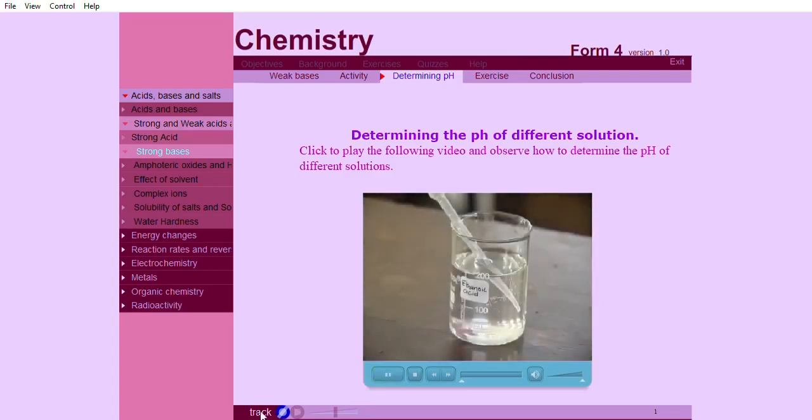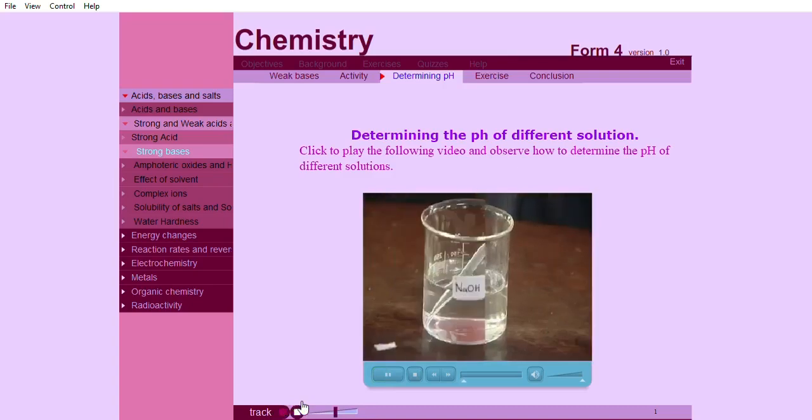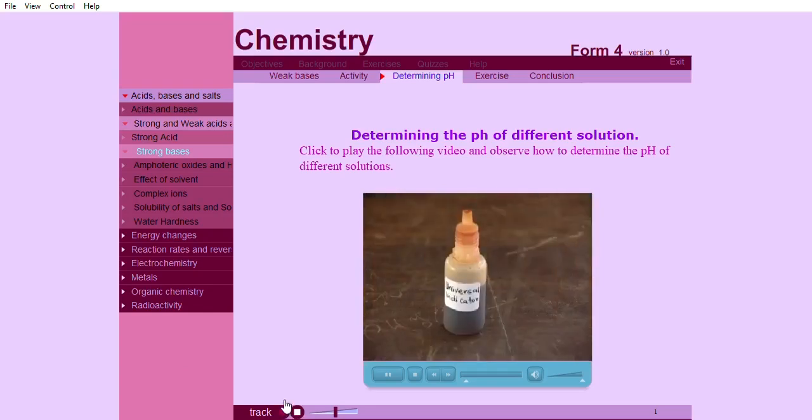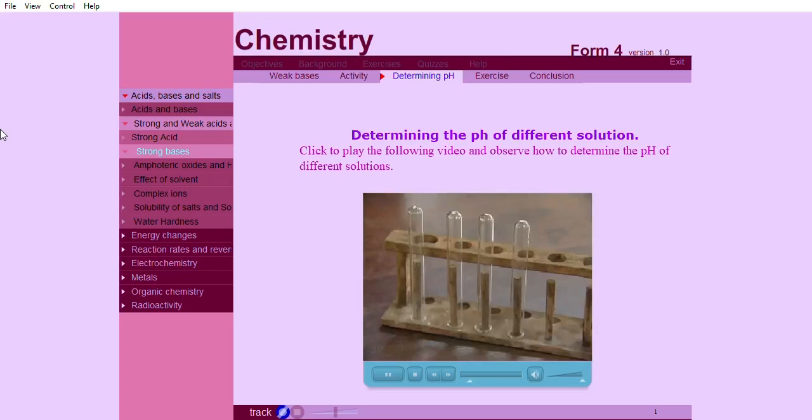Apparatus and chemicals: ethanoic acid, hydrochloric acid, sodium hydroxide, ammonia solution, universal indicator in a dropper bottle, standard pH chart, 4 test tubes in a test tube rack.